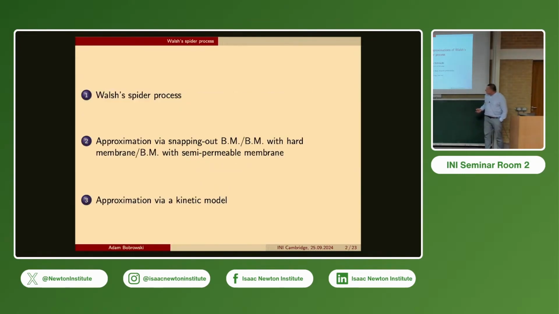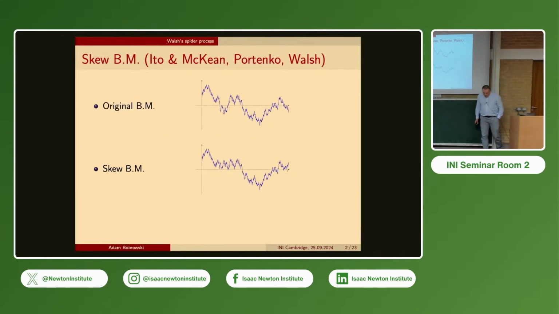Okay, so my talk is in 3 parts. First of all, I will recall what is Walsh's spider process, and then I will tell you about two approximations. One approximation will be by so-called snapping out Brownian motion. In the literature, it's also called Brownian motion with hard membrane or Brownian motion with semi-permeable membrane. So that's one approximation, just 3 different names. And the other approximation is by a kind of kinetic model of a phonon.